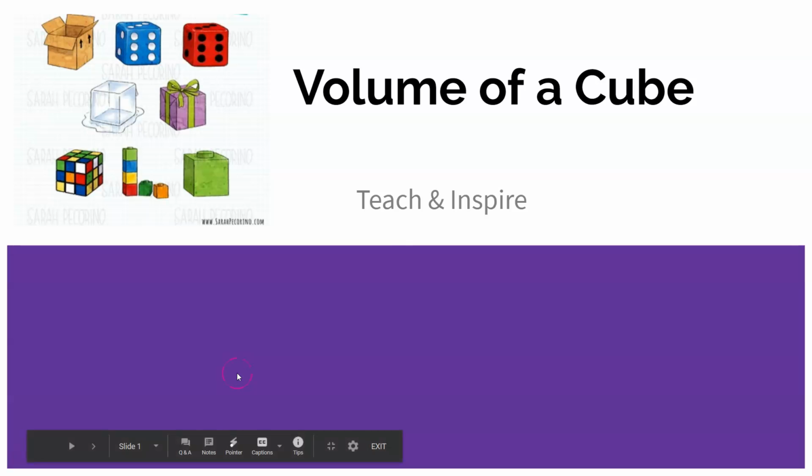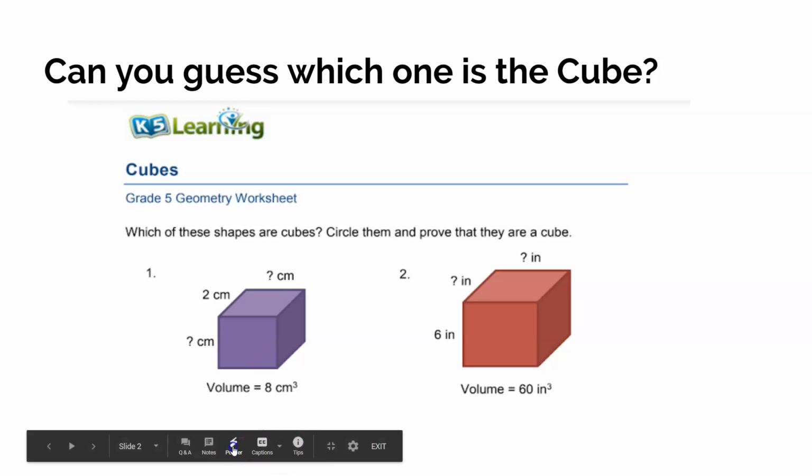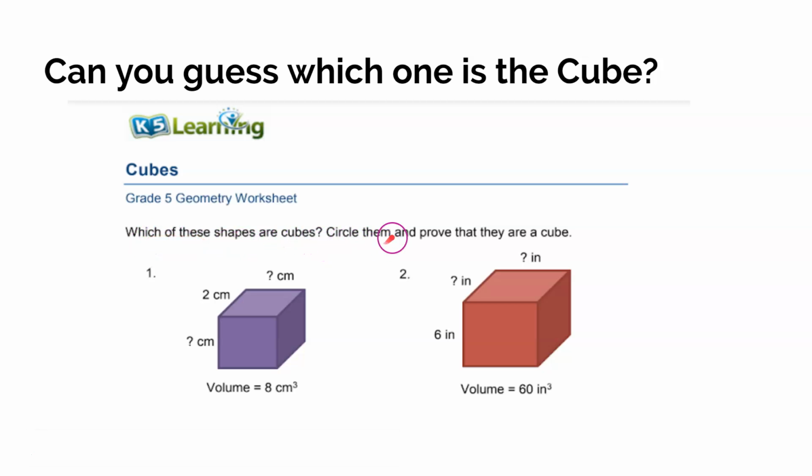Let's find the volume of a cube. Can you guess which one is the cube? Is it this purple figure or this red figure? Let's look at the questions. Which of these shapes are cubes? Circle them and prove that they are a cube.